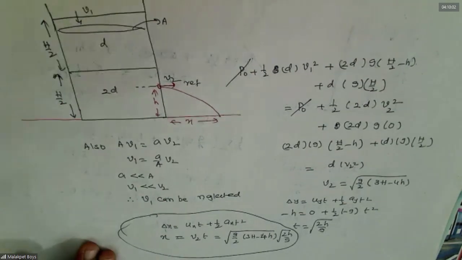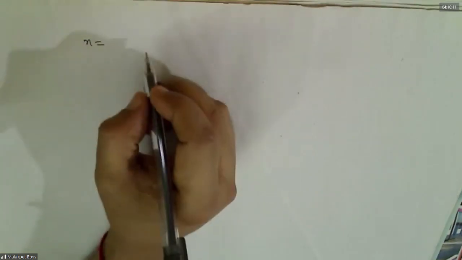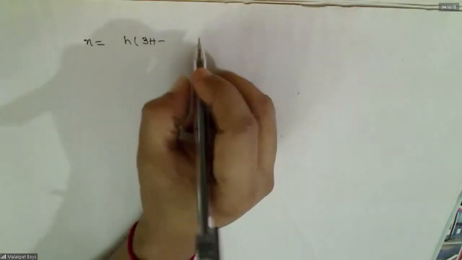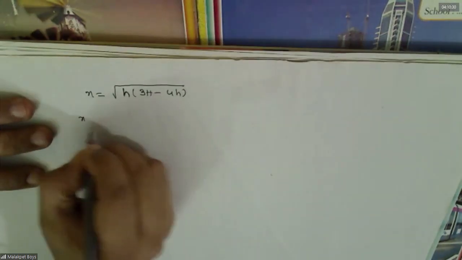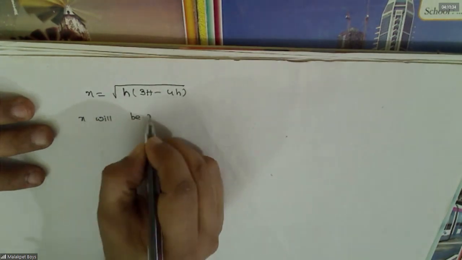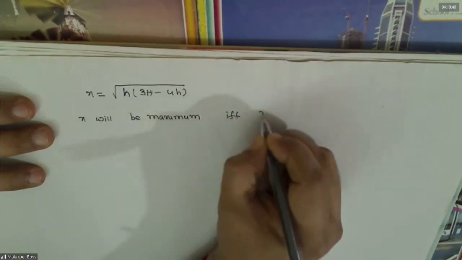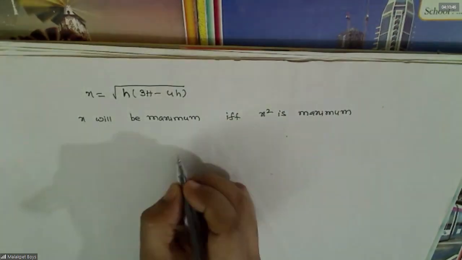Return this? Yes. So you get x is how much? Simplifying that you will get x as... You agree? You're getting this one, no? Yes, sir. So here we want this, if and only if x square is maximum. What is the max?